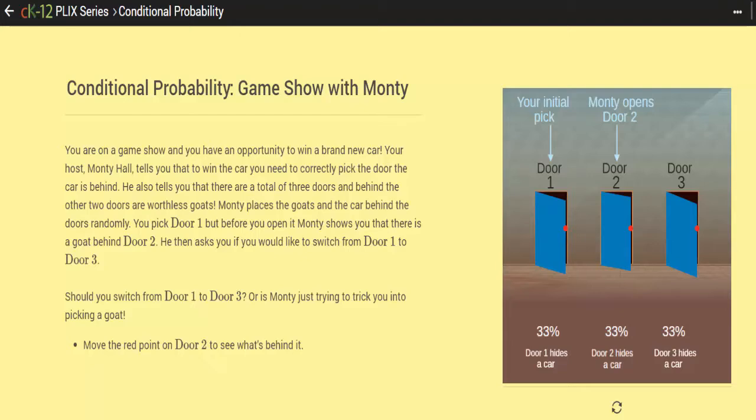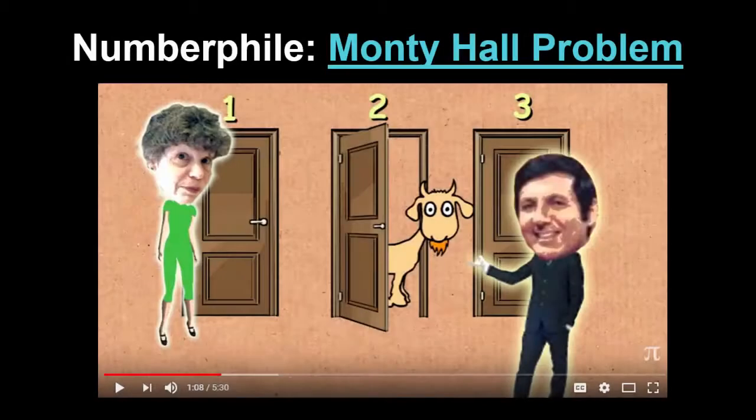There are over 1,000 Plix that can be filtered by subject, keyword, concept, or standard. This particular Plix will help students develop an understanding of conditional probability. After they've had sufficient time to debate and come up with their ideas behind this situation, you may consider watching the Numberphile video, Monty Hall Problem, with your students and go through the discussion as featured on that video.